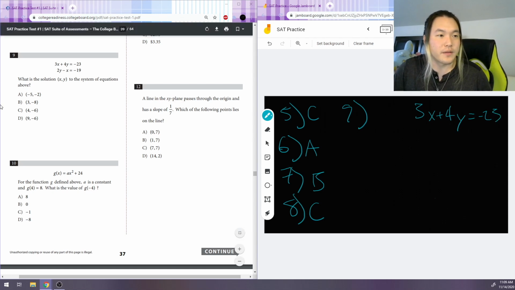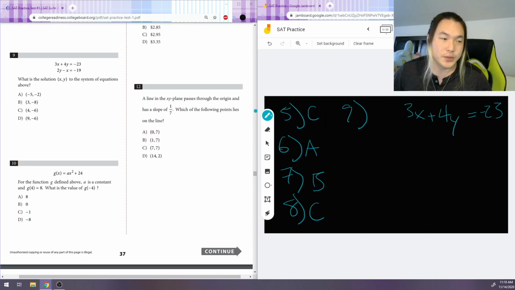So I wrote down the first equation. I'm going to rearrange the second equation a little bit and also multiply everything by -2. So I'm going to put down the x first. Negative x times -2 is positive 2x.